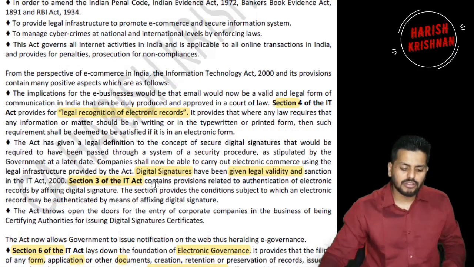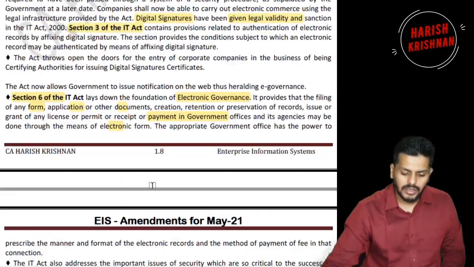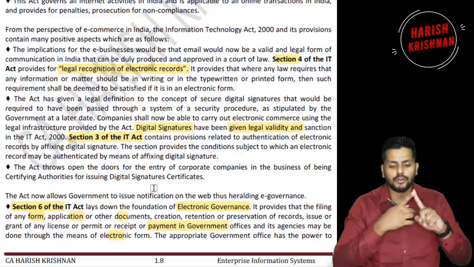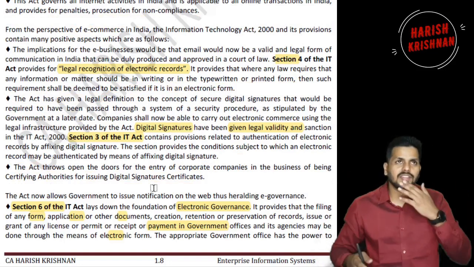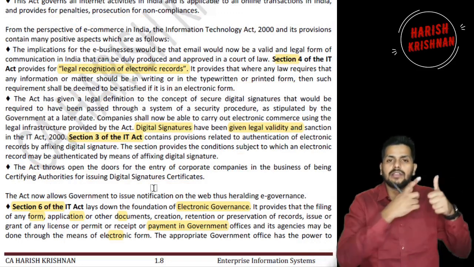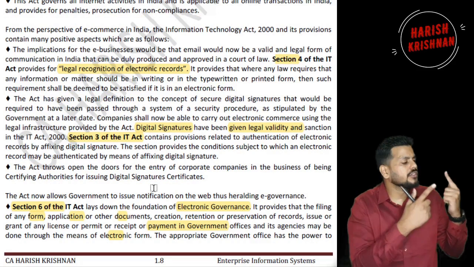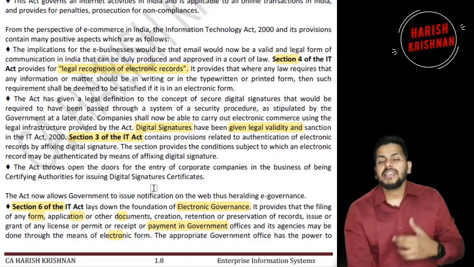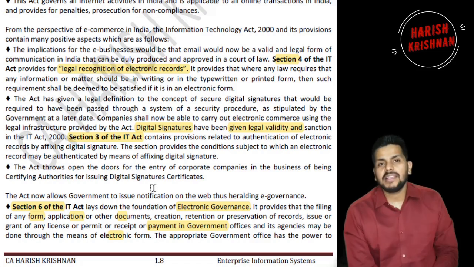Okay, did they miss section 5? They didn't talk much about section 5, so we are not much bothered about that. So only 3 sections have been talked about for you: 3, 4 and 6. In short, you can remember, 3 is legal recognition for digital signatures, 4 is legal recognition for electronic records, and 6 is that e-filings to the government have been legally recognized.